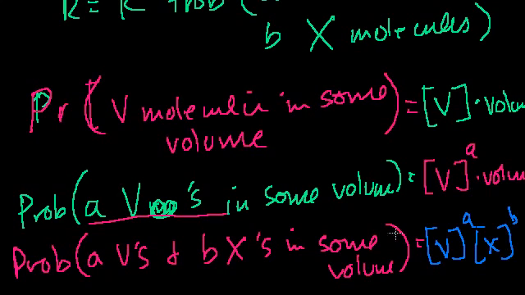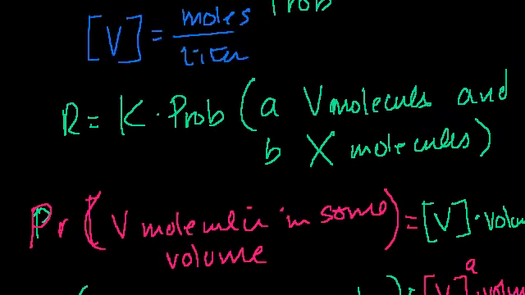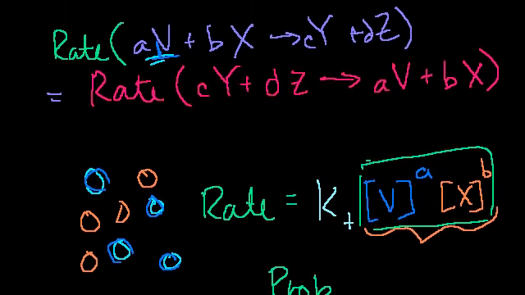So the probability of finding the right number of V particles and X particles in the right place in some volume is going to be proportional to exactly this. And we're saying that the reaction rate, the forward reaction rate, is also proportional to this thing. So that's where we get the forward reaction rate.